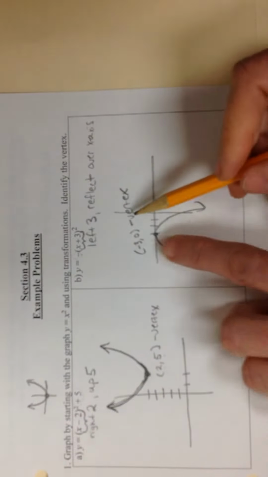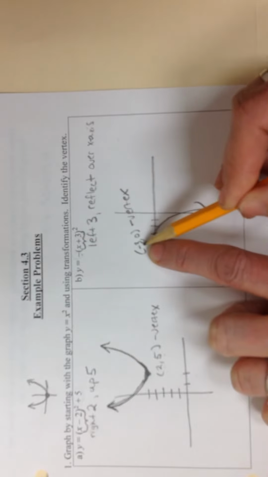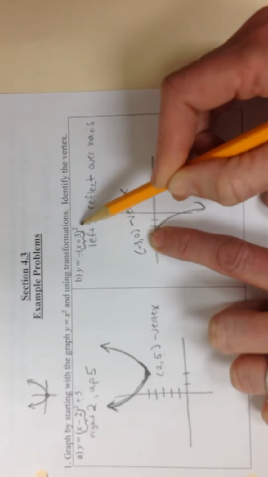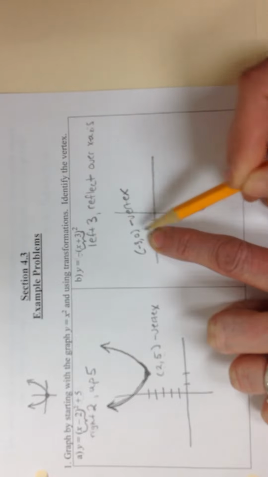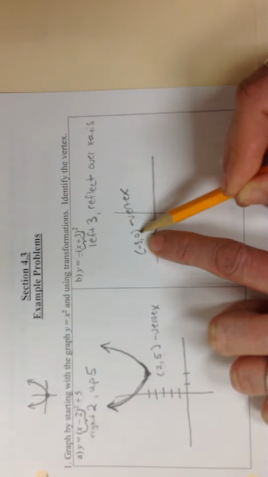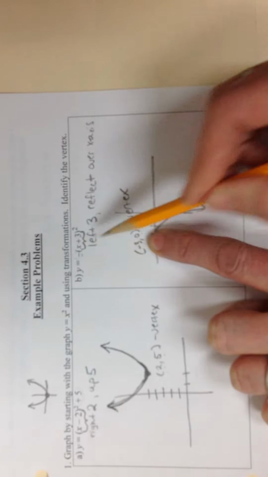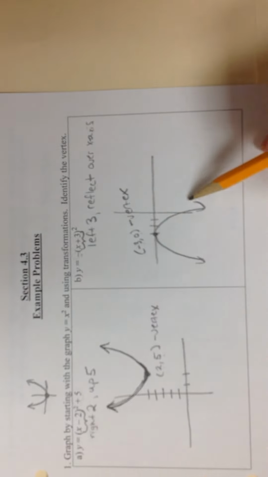And again, if I tie that back in with the equation, it's a plus 3 on the inside of my parentheses, so I'll have a negative 3 for the x. There is no number added or subtracted, so it's a plus 0, or a 0 for the y. And then also for the shape, because there's a negative in front of my x squared, I know it's going to open down rather than open up.